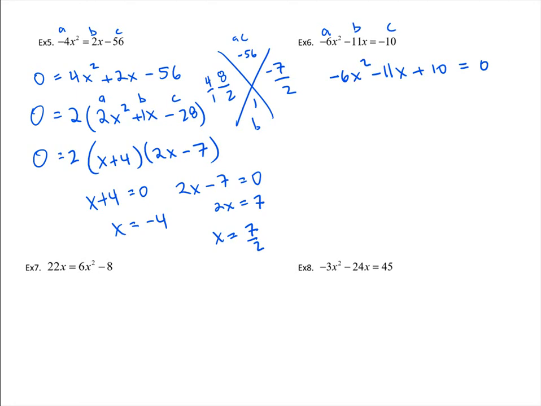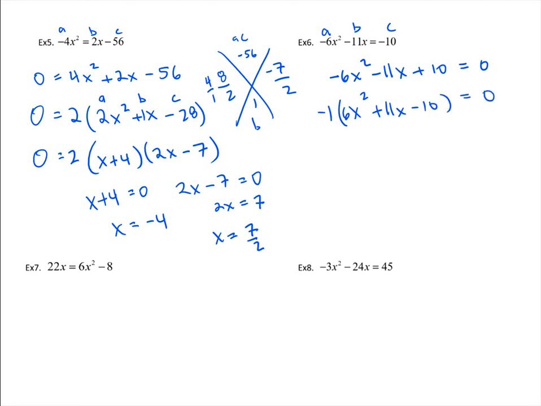Now I look for a GCF, right? And I also notice A is negative. So what's my GCF here? I can take out a negative 1. All right, so just a negative 1. Now I'm taking out the negative 1 because remember, A has to be positive before we use the x. So 6x squared, positive now, plus 11x and minus 10 is equal to 0.